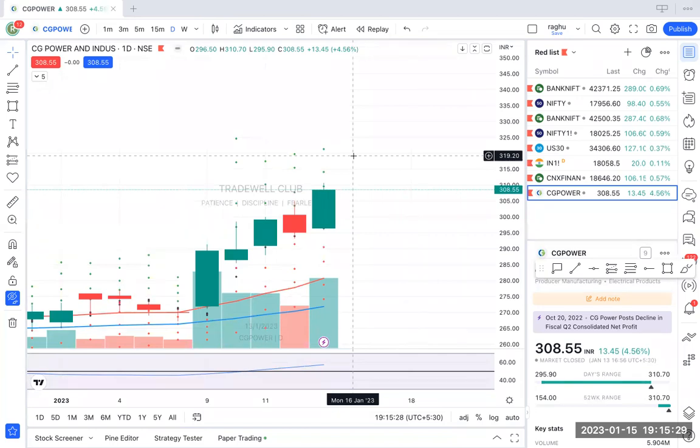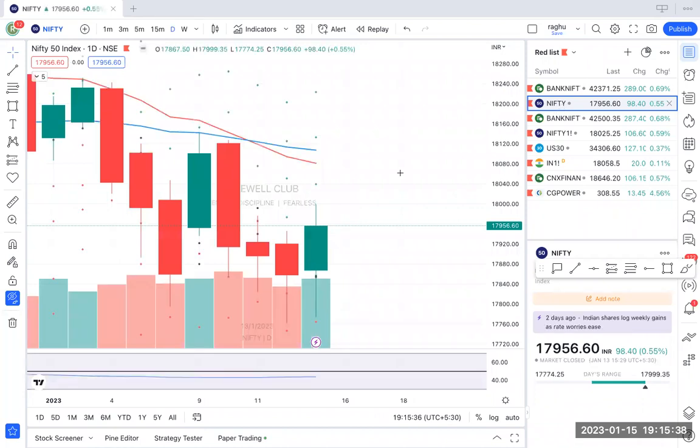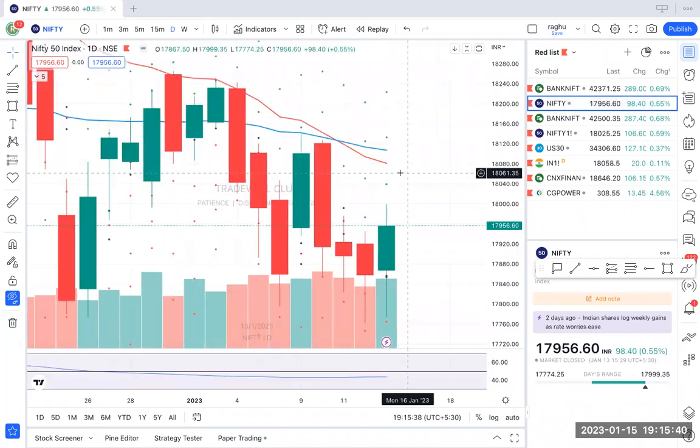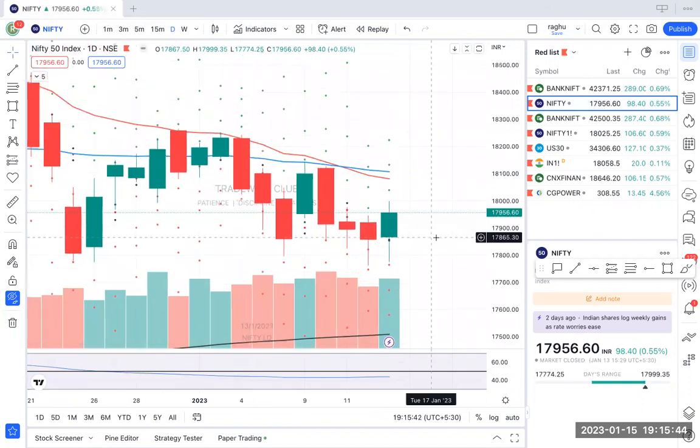Next, how to select the strike price? That is the biggest question, where everybody has this question. How to select a strike price? Okay, we have 15 more minutes because it's a 30-minute session.